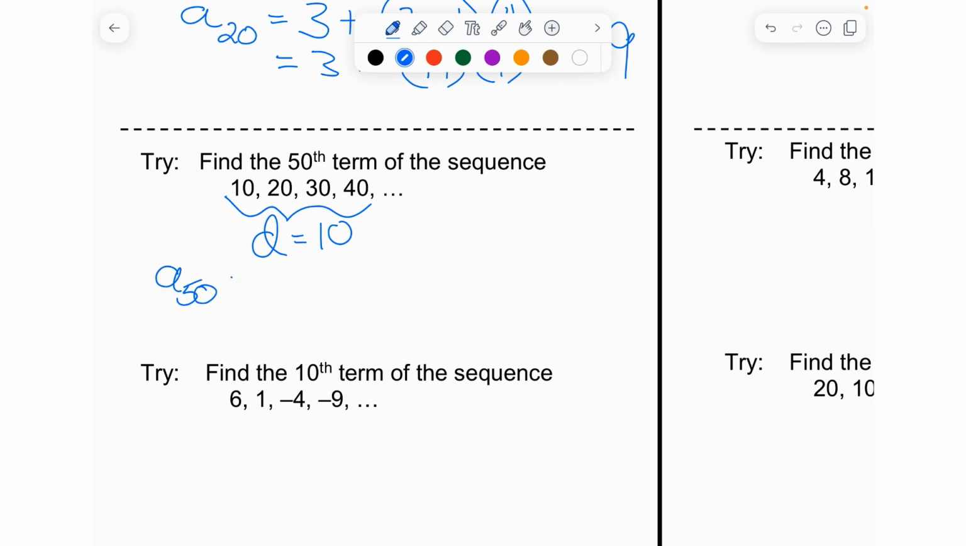All right, so we're trying to find the 50th term. I'm going to need the first term. Once again, it's the 50th term I'm trying to find. Always minus 1 and times 10 for this problem. That's your common difference. Now be careful, we have 10 in two places here. The first 10 is the first term, but the second 10 is actually the common difference.